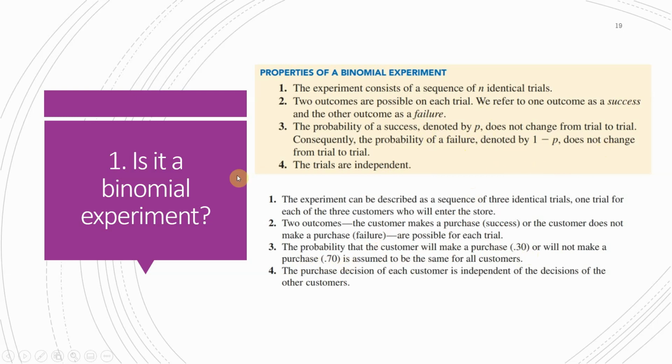And remember, this does not change from trial to trial, so we're going to assume that this is the same for each trial and for each person. And then the purchase decision of each customer is independent of the decisions of the other customers. That means the trials are independent. So basically, if someone comes into the store, the chance that they make a purchase is 30%. This is true of every customer, and each person's decision to make a purchase is independent of other people. We're going to make that assumption.